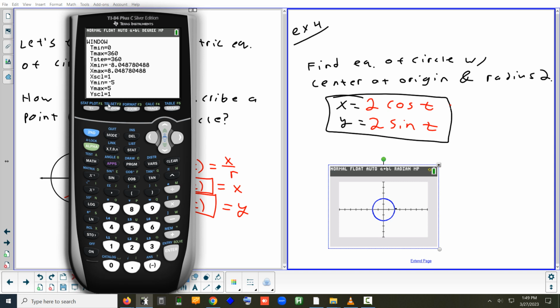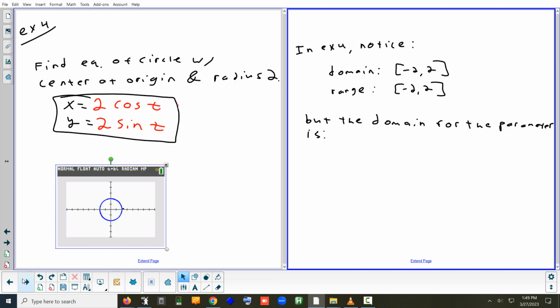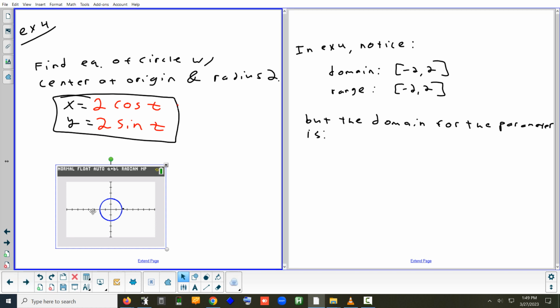Okay, so any questions on that? Okay, so that's a circle. So in the example we just did, the domain and range of this graph was -2 to 2 and -2 to 2. That's for the actual circle. But what was the domain for the parameter?